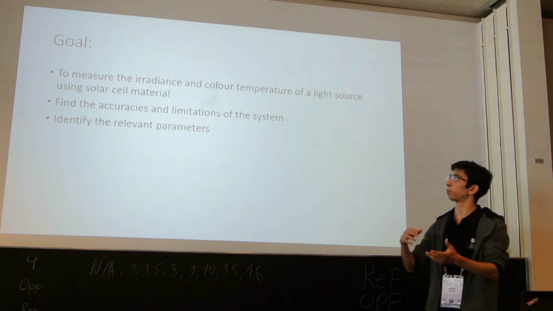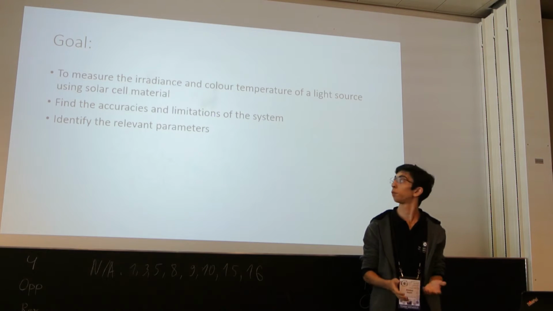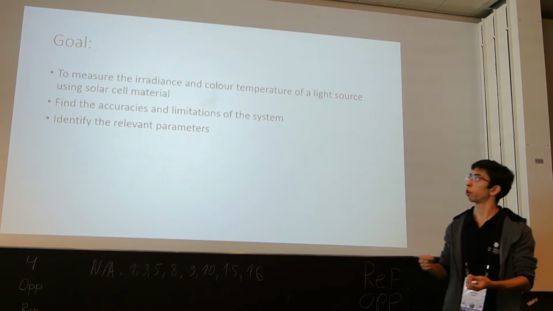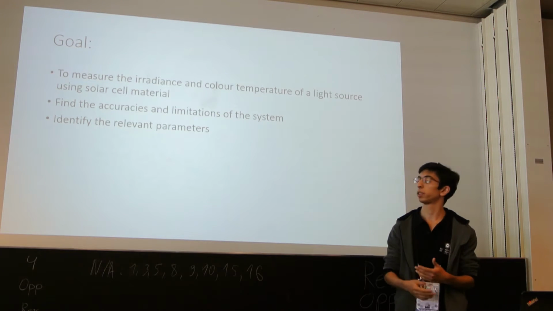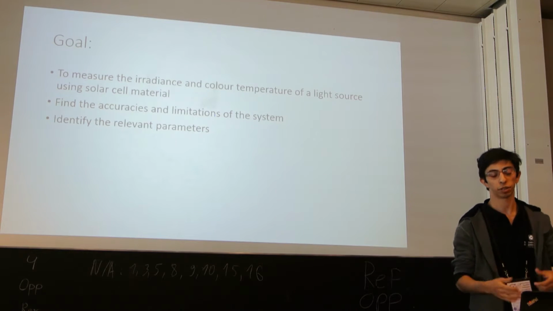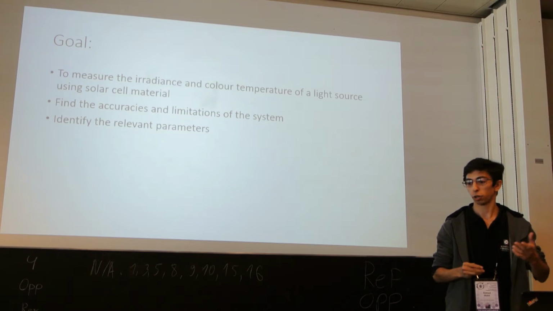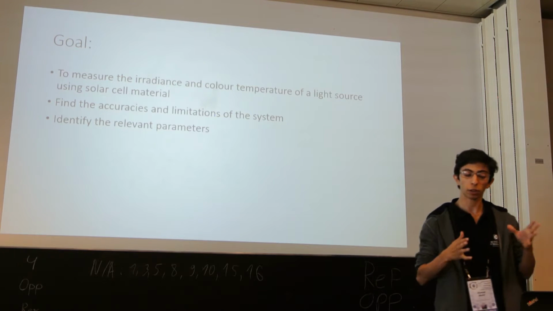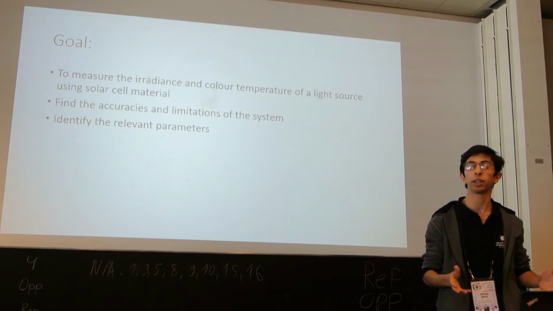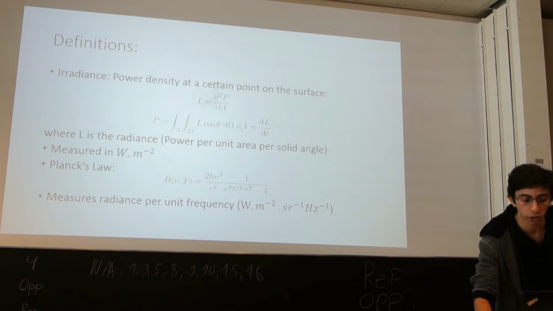So, to redefine the problem, our goal is to measure the irradiance and the color temperature of a light source using solar cell material. And in doing so, we have to try and find the accuracies and the limitations of the system, as well as identify the relevant parameters which affect our measurements. In this case, our team took a highly conceptual and theoretical approach to the problem to try and essentially find a way of estimating these parameters using just a very simple setup. So I'm going to walk through that slowly.